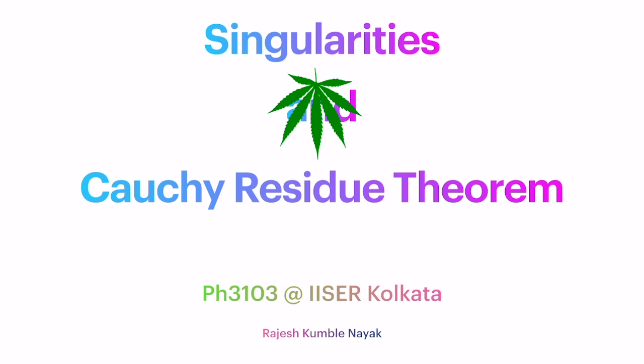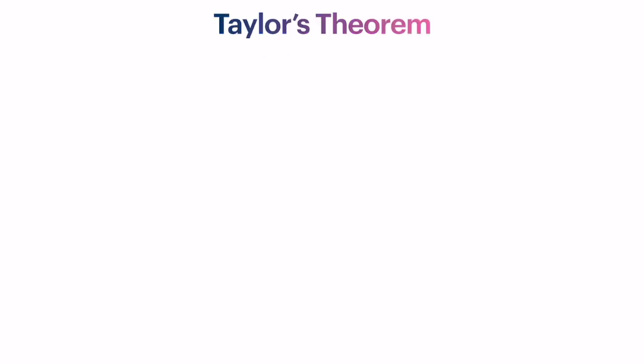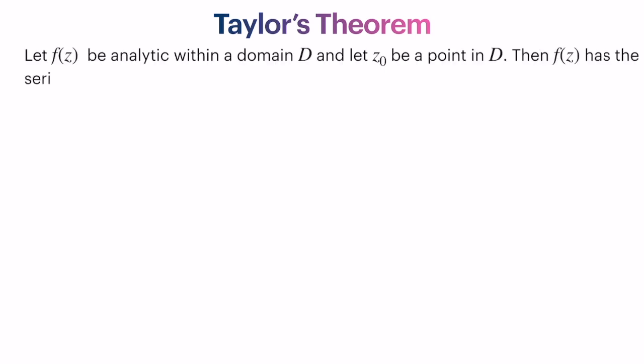This is a part of course PH3103 at IISER Kolkata. The first topic we are going to look at today is about Taylor's theorem. Let's start with this. Let f of z be analytic in a domain D. Let z naught be a point in D.